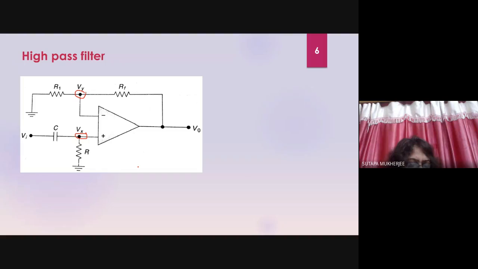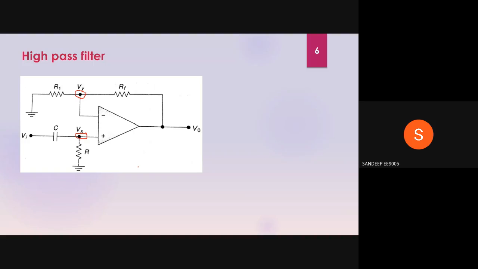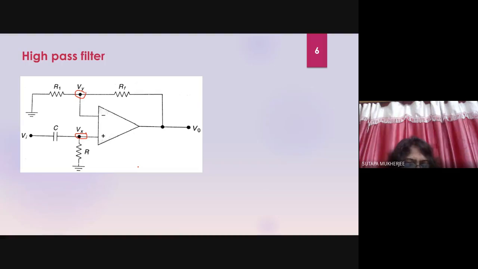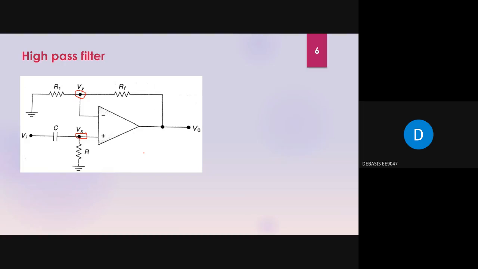Yes. After that, what is here? Vx equals Vi by 1 plus 1 by j omega RC. Simplify this, then Vout by Vin equals j omega RC into 1 plus Rf by R1 by 1 plus j omega RC. This is the ultimate result. Yes ma'am, Vout by Vin.